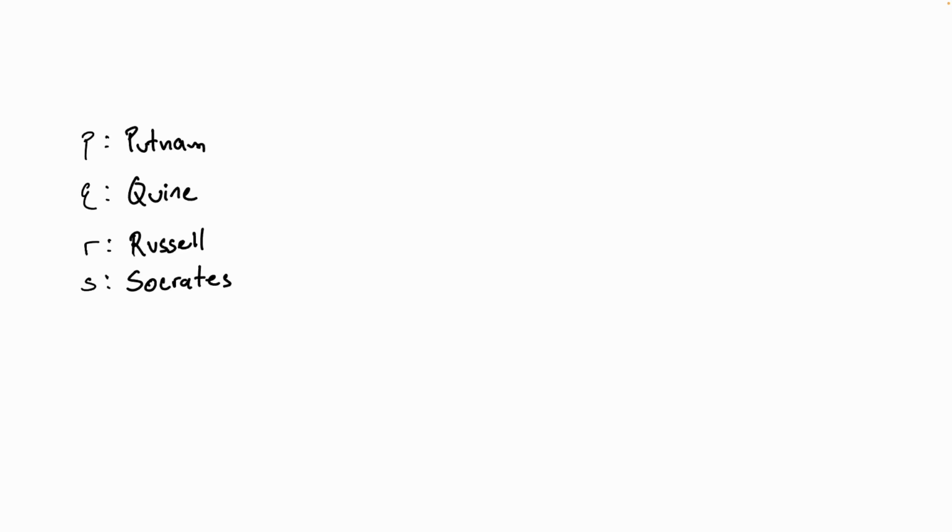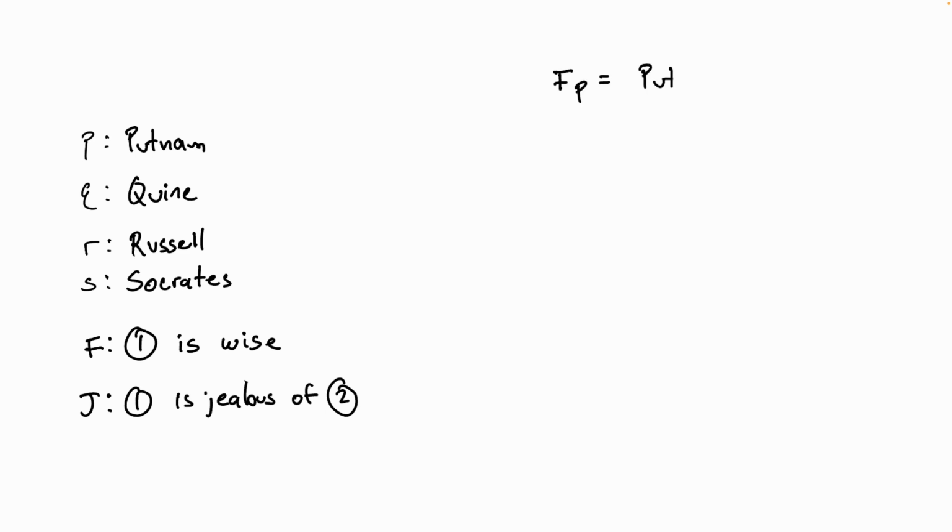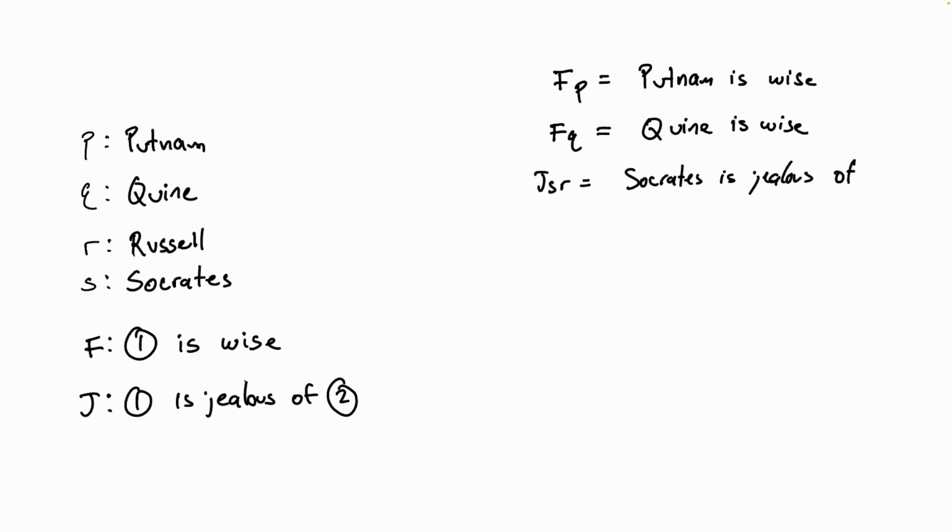That language might also contain the one-place predicate F, which could be used to express the property of being wise, and the two-place predicate J, which could be used to express the relation of jealousy. Then the formula FP says that Putnam is wise, FQ says that Quine is wise, JSR says that Socrates is jealous of Russell, JRS says that Russell is jealous of Socrates, and so on.